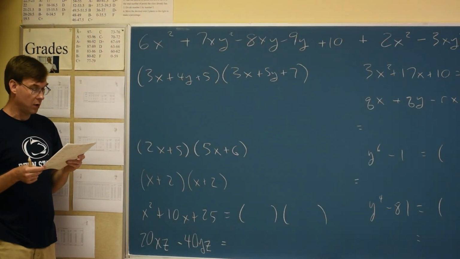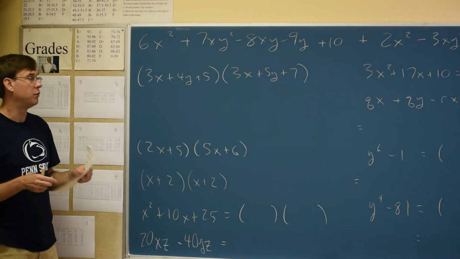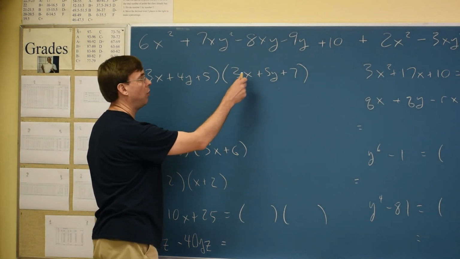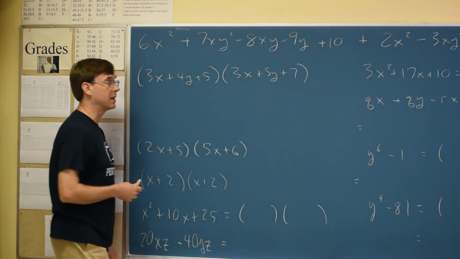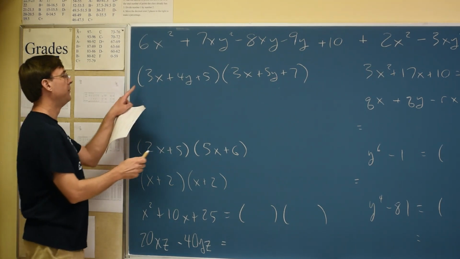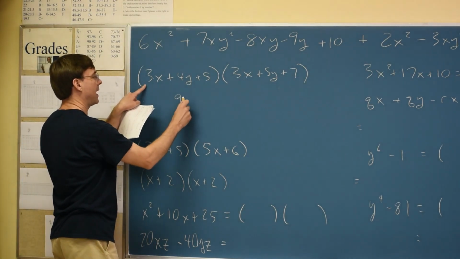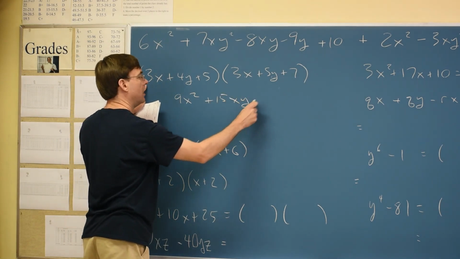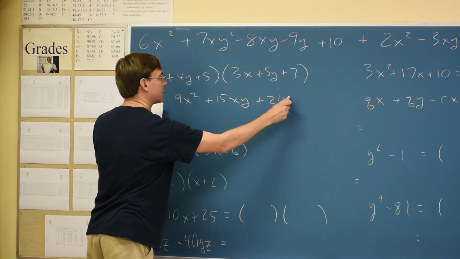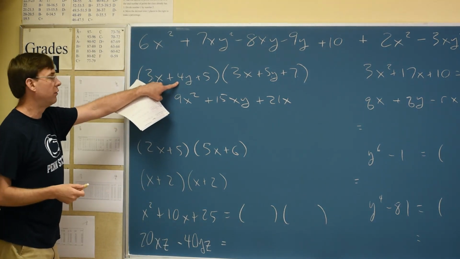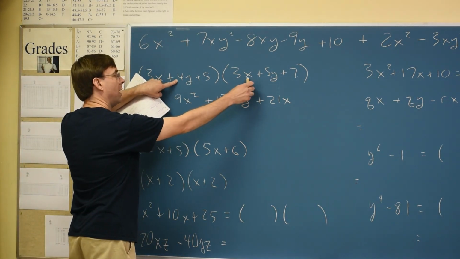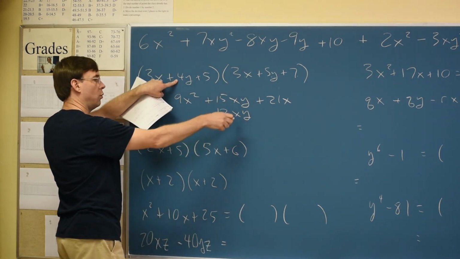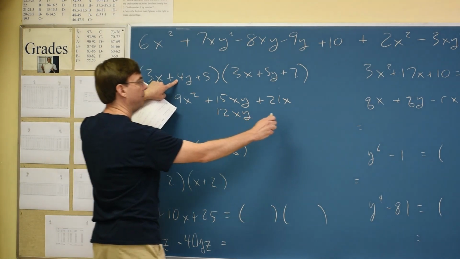For 3, we're looking to do a lengthy version of foiling. We need to have each of these 3 things multiply each of those 3 things and temporarily get 9 things. So we need the 3x times that, 3x times this, 3x times this, and then move on and use the 4y. 4y multiply this. I'm going to put that under the 15 because they both have x and y's. I'll keep my like terms lined up.